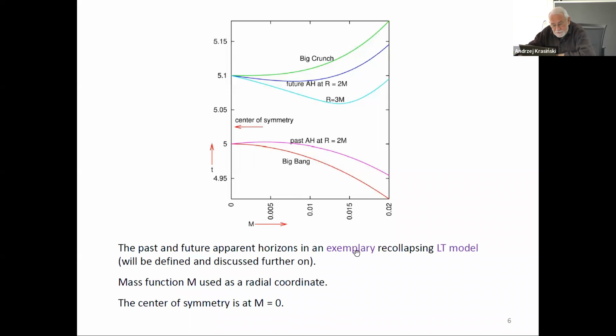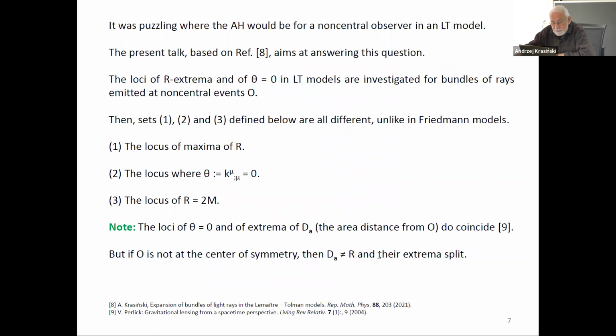Oh, and the mass function is used here as the radial coordinate. Okay, so it was puzzling. Well, that was the apparent horizon of the center of symmetry, but it was puzzling where the apparent horizon would be for a non-central observer. So this is the question that I asked myself, and a paper was born in this way.